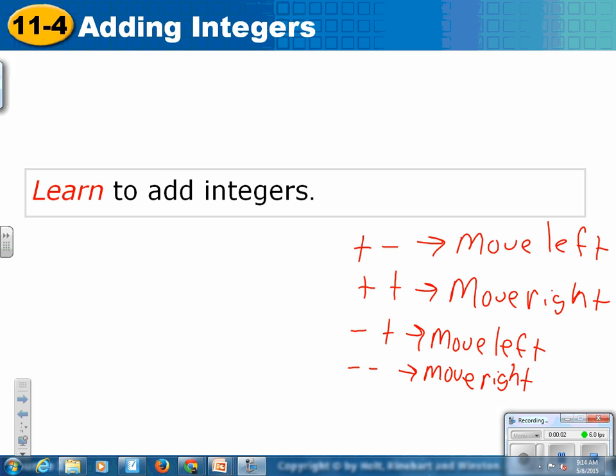Today we're going to talk about adding and subtracting integers, adding and subtracting positive and negative whole numbers. Okay? The first thing I want you to do is write this down in your notes. Adding a negative, you move to the left on the number line. Adding a positive, you move to the right on the number line. Subtracting a positive, you move to the left, and subtracting a negative, you move to the right.